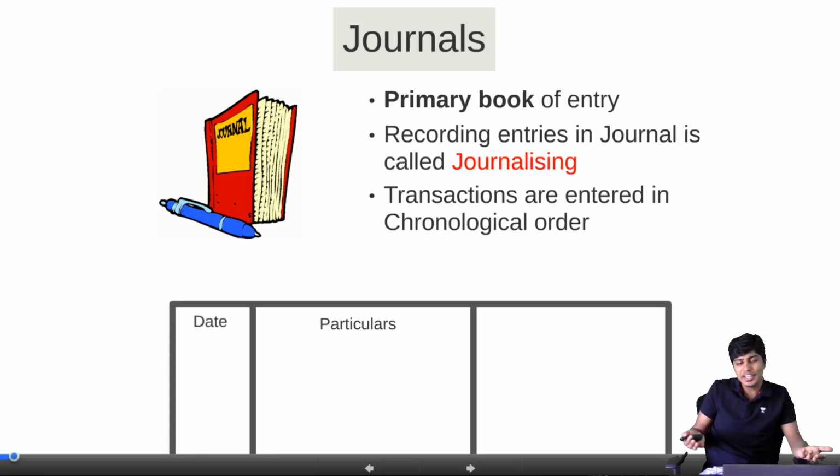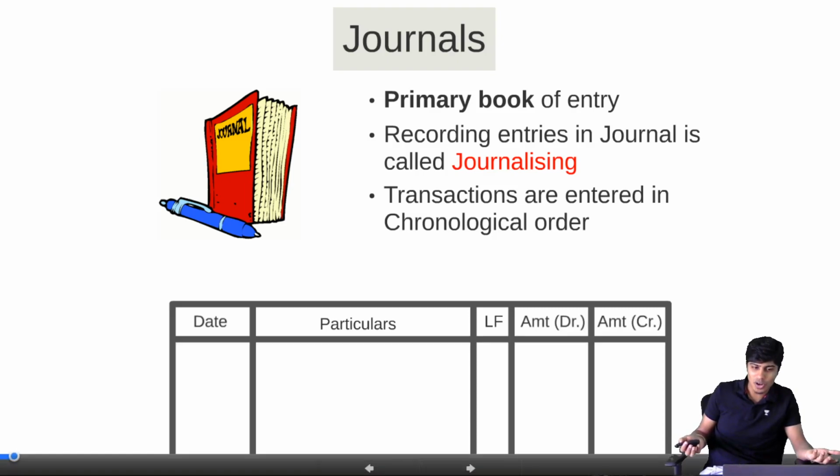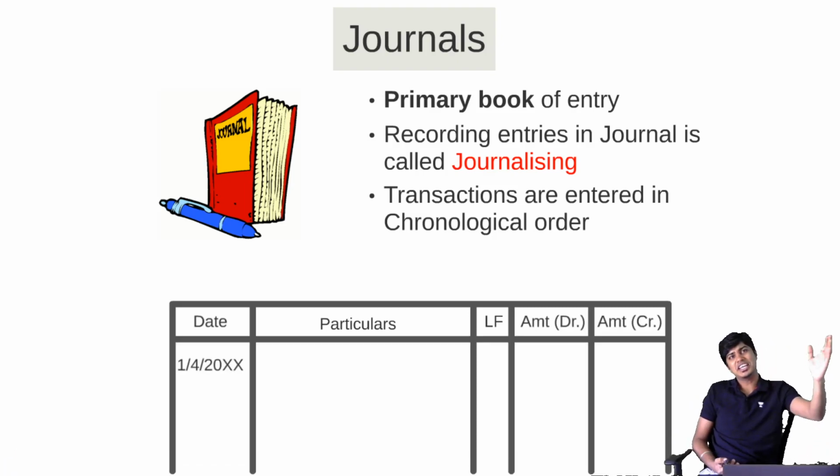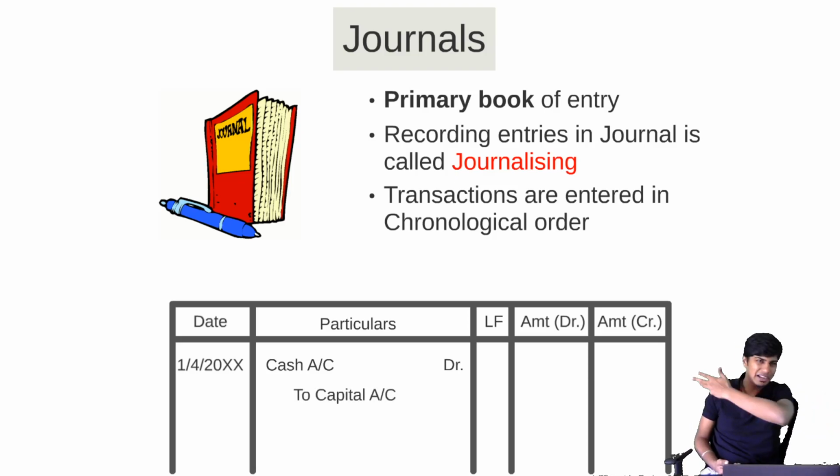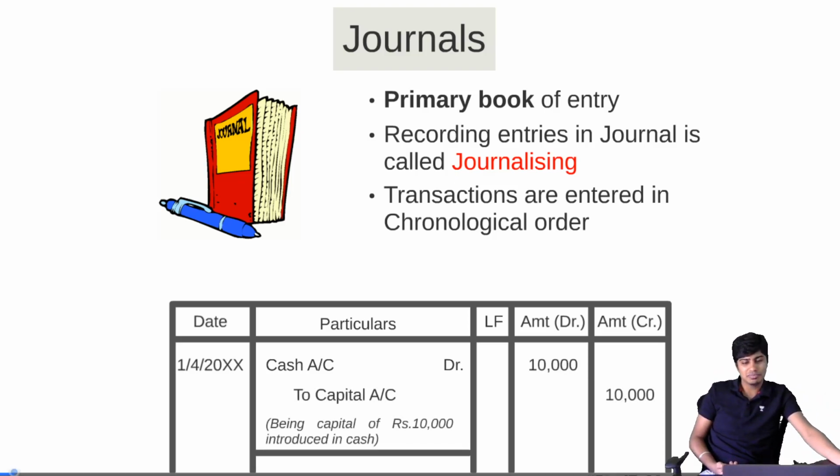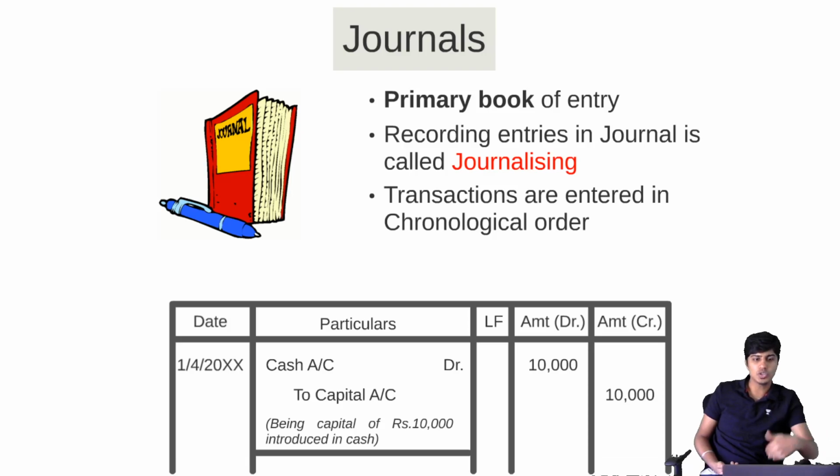The format of the journal, I need not help you guys at this stage. You all know it already. Debit the cash account, credit the capital account. This is for the capital introduced. And what we write below that is called narration.